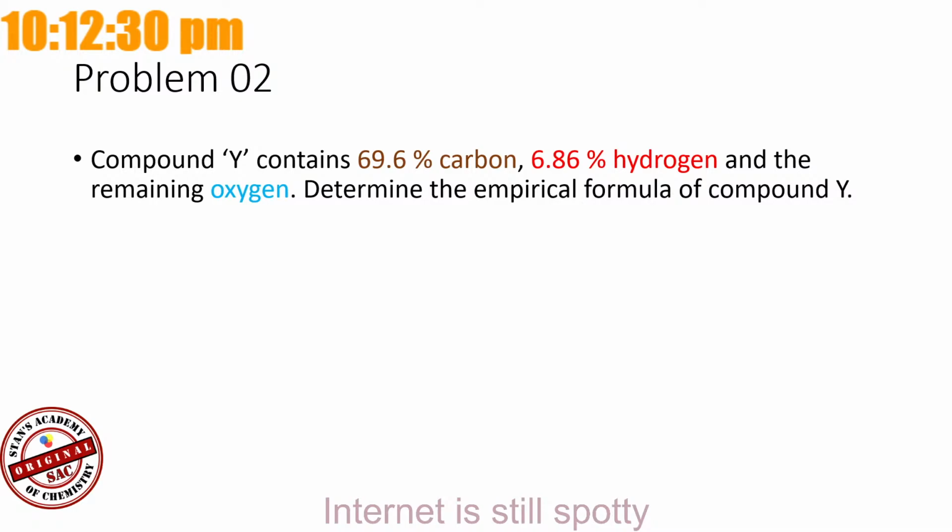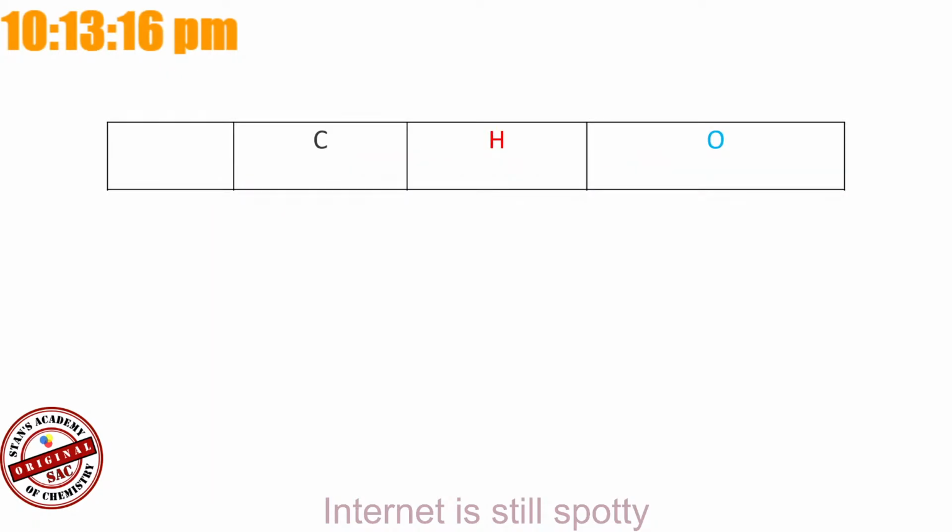So the problem was problem number 2 on the sheet that was given today. It said compound Y contains 69.6 grams carbon, 6.86 grams of hydrogen, and the remaining is oxygen. Determine the empirical formula of the compound. That is what we are planning to do. So in order to solve that, we will make a table. That's the first thing that we will do. We're going to make a table and put these numbers in it, and then we will see how we can, in a simple, straightforward way, solve it. The three elements in the compound are carbon, hydrogen, and oxygen.